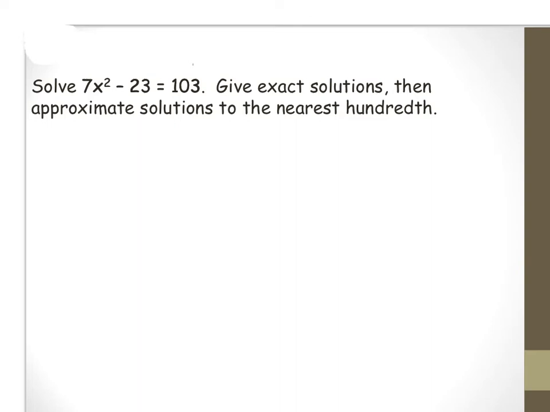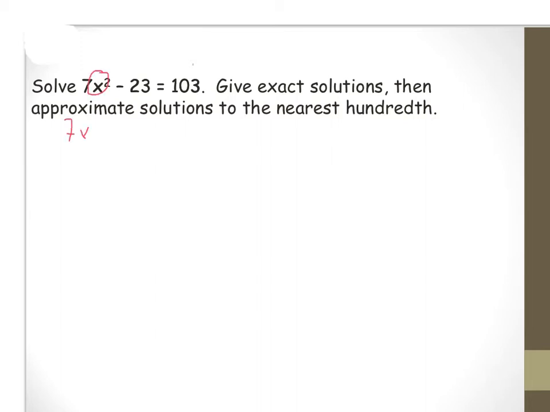Okay, so in this example, we're going to start solving a quadratic, or solve for a variable that has a squared term. And we're going to solve this just like it's solving for x. So the idea is we're going to isolate the x squared. So we're going to get everything away from the x squared.